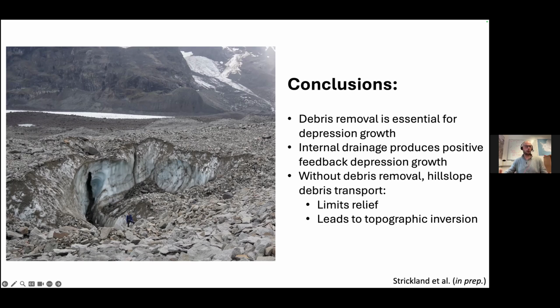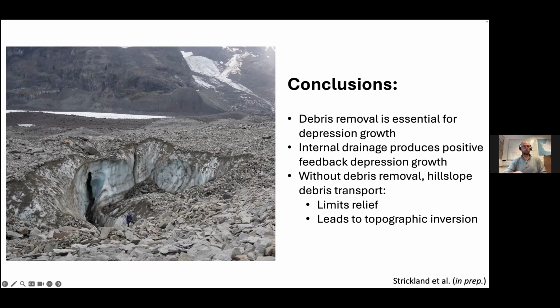And we can get positive feedback depression growth for a wide variety of parameters, as long as we allow this internal drainage. But if we don't let debris removal occur, hillslope debris transport into the depression will limit relief, and it'll eventually lead to topographic inversion, where basically the depression bottom becomes a high point.